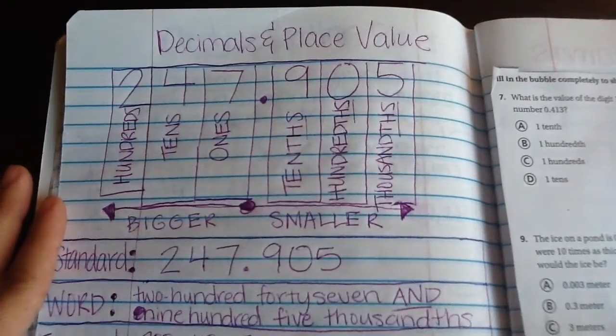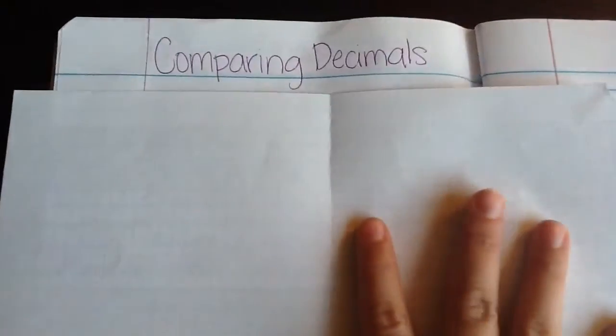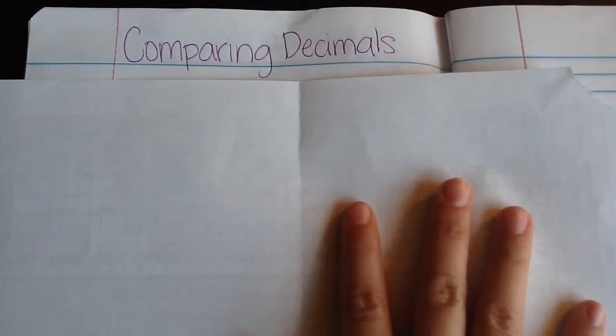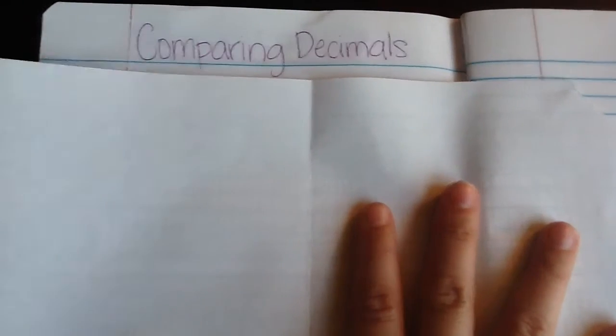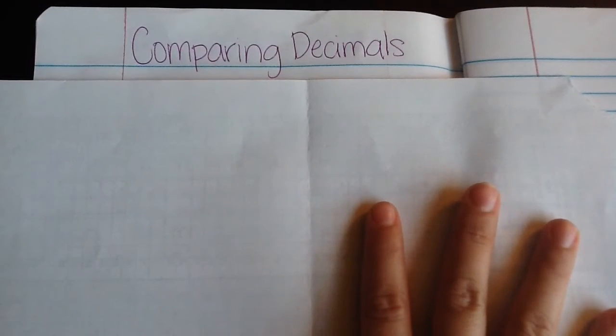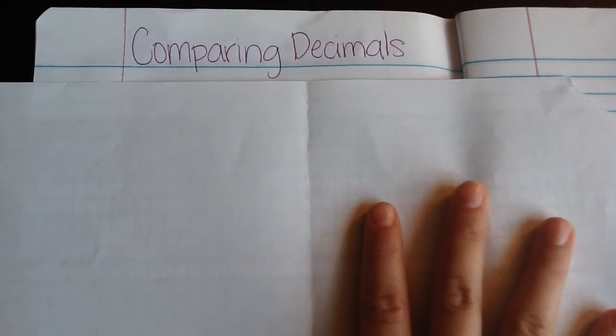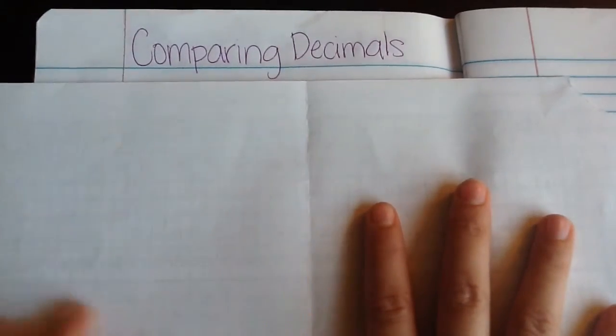Go ahead now, if you haven't already, at the very top of your page you're going to write comparing decimals. So please do that now. If you need to pause, go ahead and pause. Alright, it's very important that you listen to the entire video or you will be very confused. So please don't skip ahead or miss certain parts because it's going to be very hard for you to understand what's going on moving forward. So please write comparing decimals if you haven't already.